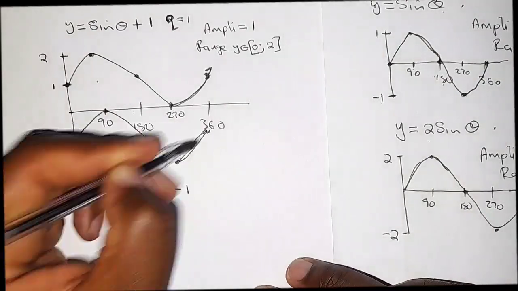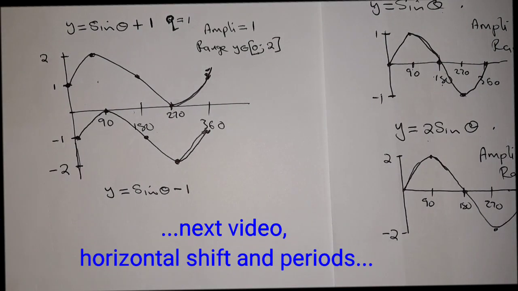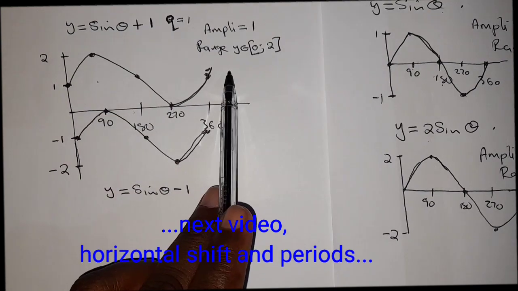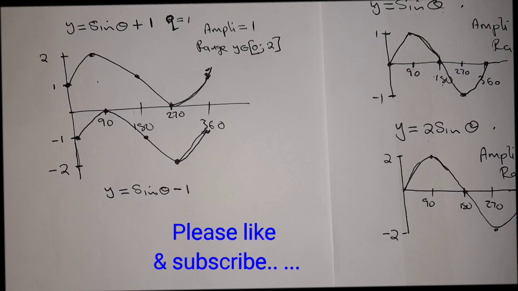Not so beautiful, but it is showing the basic feature. So this is y is equal to sine theta plus 1, and this is y is equal to sine theta minus 1.